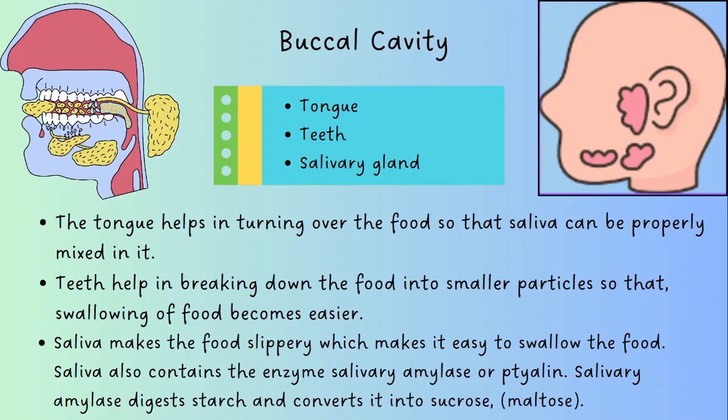The tongue helps in turning over the food so that saliva can properly mix in it. Teeth help in breaking down the food into smaller particles so that it is easy to swallow and digest. Saliva makes the food slippery, which makes it easy to swallow. Saliva also contains salivary amylase, also called ptyalin, which digests starch. The starch is digested and converted into sucrose and maltose.